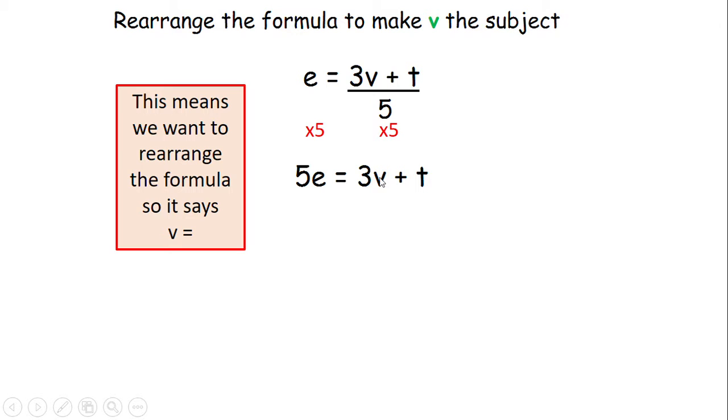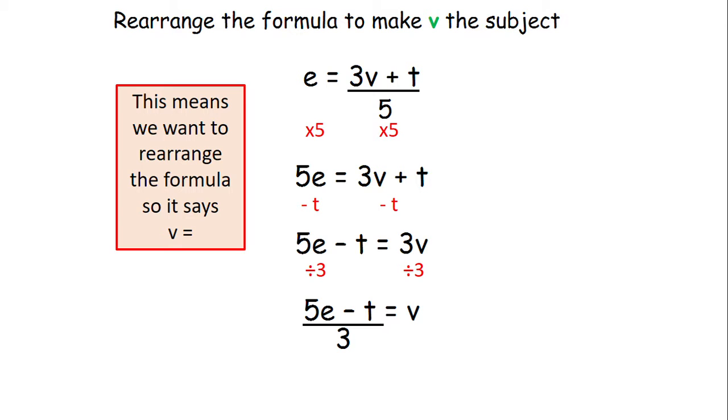If we're trying to reverse that, we're trying to reverse the multiply by 3 times by add t, we go BIDMAS in reverse. So the first thing we're going to do is take away t from both sides. Left with this. Okay, now v is being multiplied by 3. So the opposite of that is dividing by 3. And we are left with that.